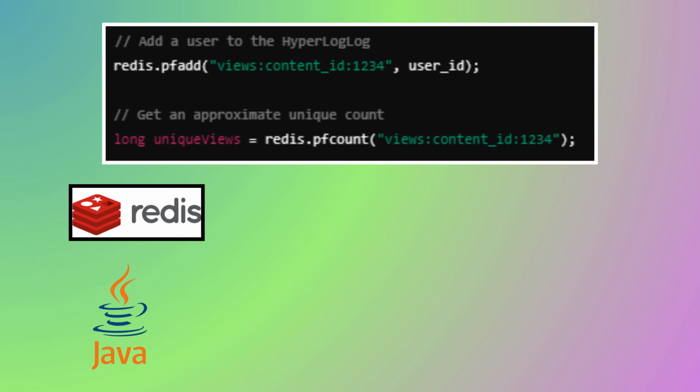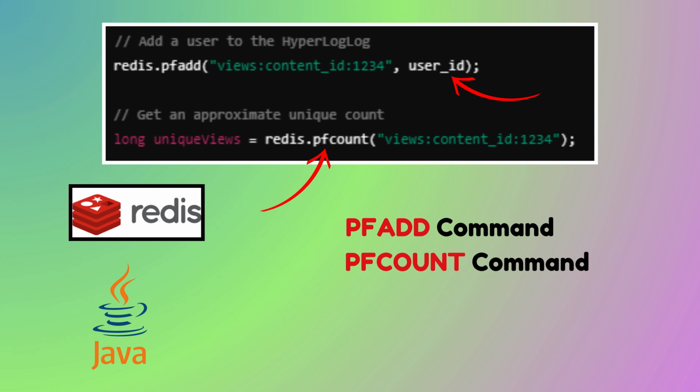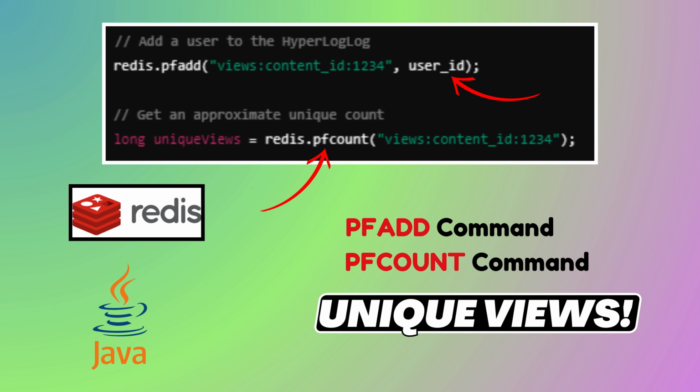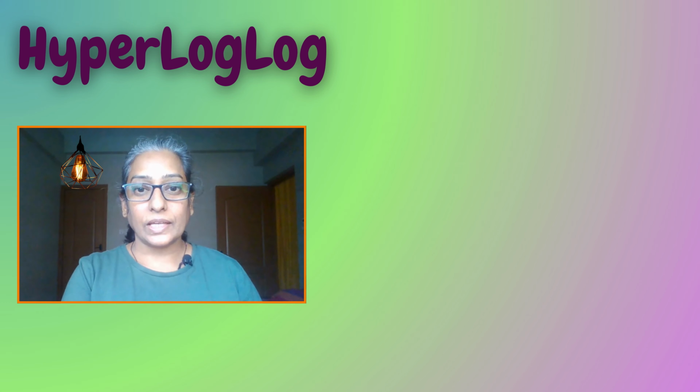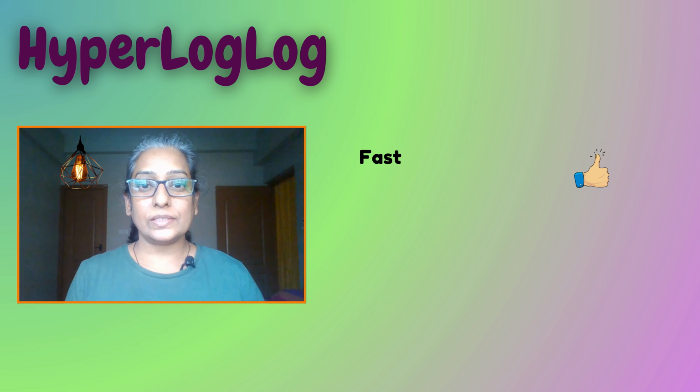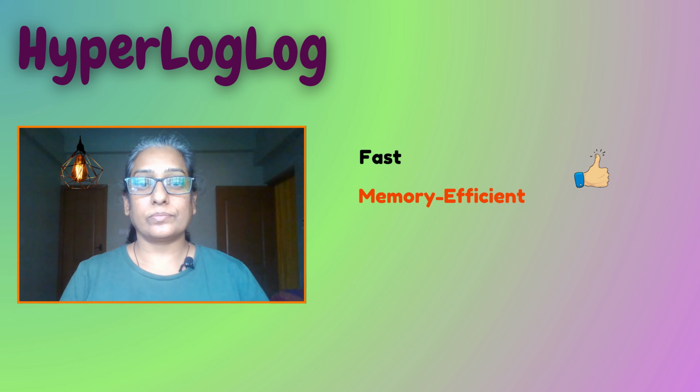Each time a user views a piece of content, the user's unique identifier, like their IP address, user ID, or session ID, is added to a Redis HyperLogLog structure using the pfadd command. At any point, the pfcount command can be used to estimate the number of unique users who have viewed the content. HLL is fast. It is memory efficient.